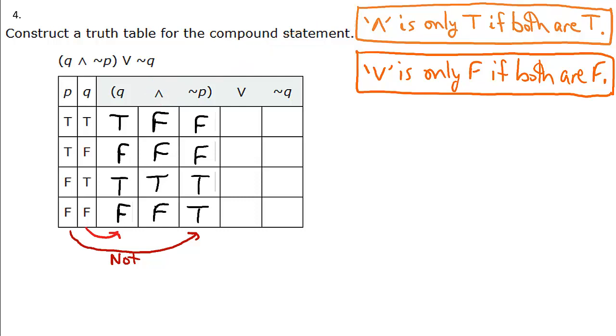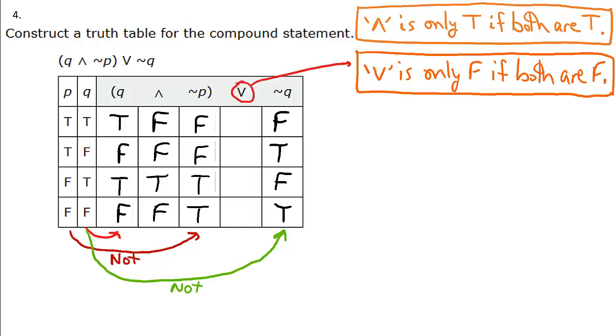And then you would move over to the last column in the table, which is not Q. You know that Q is true, false, so that means not Q would be false, true, false, true. And now you need to do an or on that, and an or is only false if they're both false. So if you look, you only have both false in the first row. And so you get false, true, true, true.